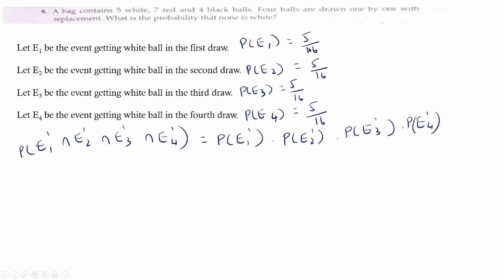So this is equal to (1 minus 5 by 16) into (1 minus 5 by 16) into (1 minus 5 by 16) into (1 minus 5 by 16). So it is 1 minus 5 by 16 the whole raised to 4. So this is 11 by 16 the whole raised to 4. So this is the required probability.